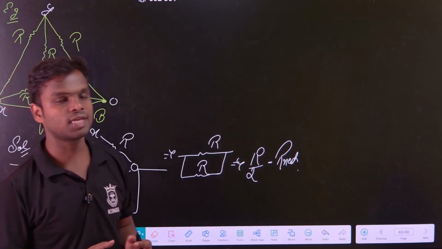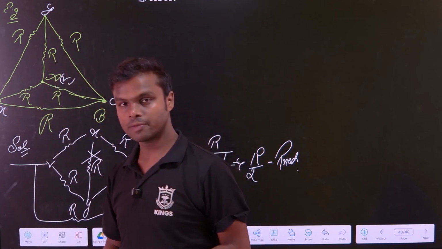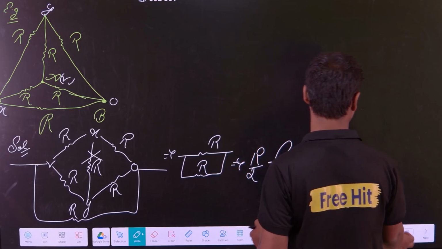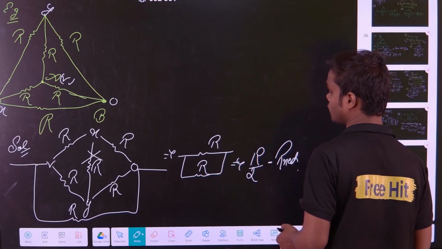So this is how you can calculate the equivalent resistance. Clear? Now this is valid only when you are getting a Wheatstone bridge. Suppose let us take an example when there is no Wheatstone bridge formation.